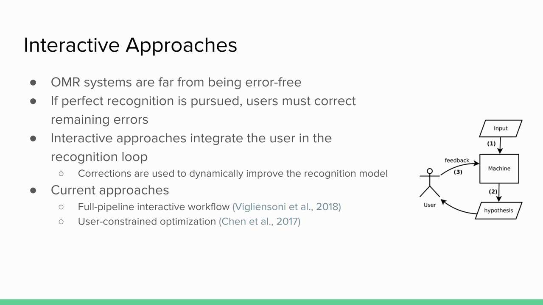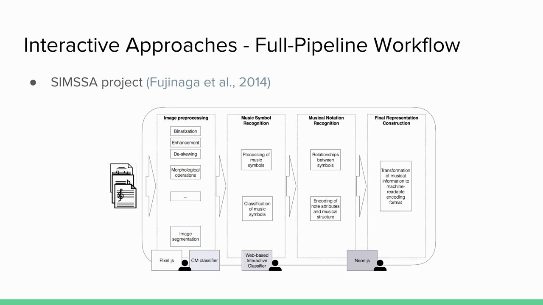So currently we have two main approaches for this. One that is being developed in the SIMSSA project, the full but light interactive workflow in Ichiro's lab, and the user constraint optimization by mostly Christopher Raphael and his students. Okay, so this is the idea of the SIMSSA project. We have the traditional pipeline, and we assume that the user will be at some points of the workflow in order to correct the errors that happen in each of these stages.